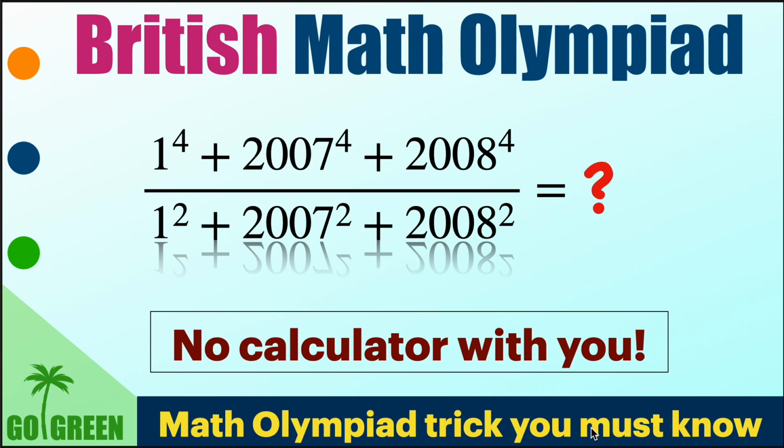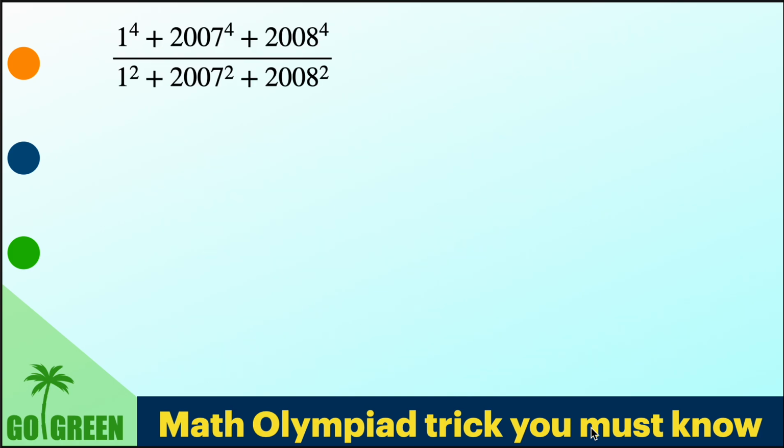quotient. The bigger number above in the numerator is 1 to the power 4, which is nothing but 1, plus 2007 to the power 4 plus 2008 to the power 4, they are fairly big numbers. And in the denominator you have 1 square plus 2007 square plus 2008 square. So we have to find the value of this quotient. The given expression I have recorded here, and you see there are some connections between these three numbers actually.